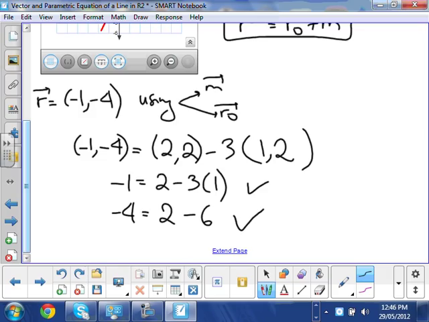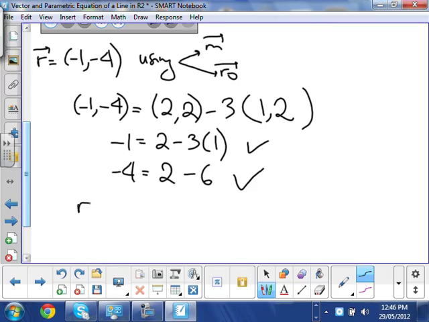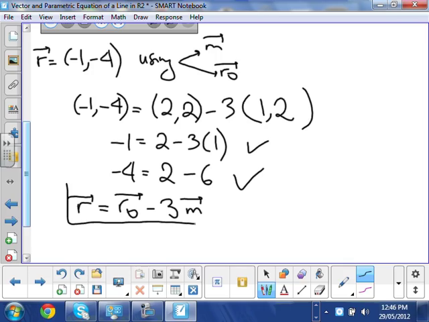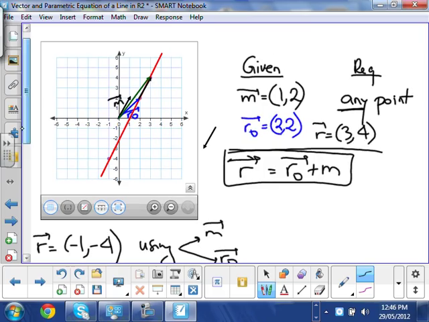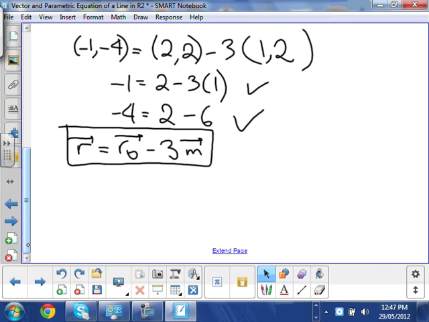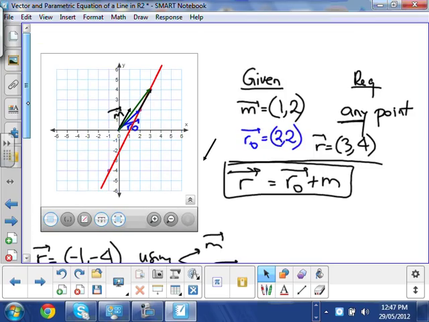So basically I was able to write the fact that R, the position vector that takes me to negative 1, negative 4, is equal to R0 minus 3 times M. Now, how does that look graphically? Well, graphically, first of all, I'm adding R0, so there you go, R0 plus minus 3M.